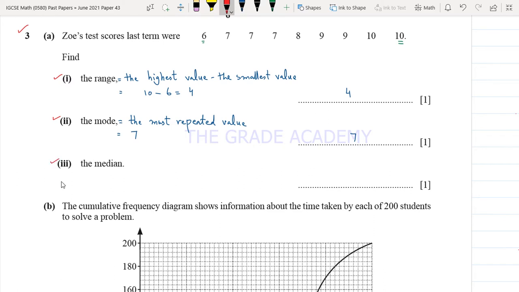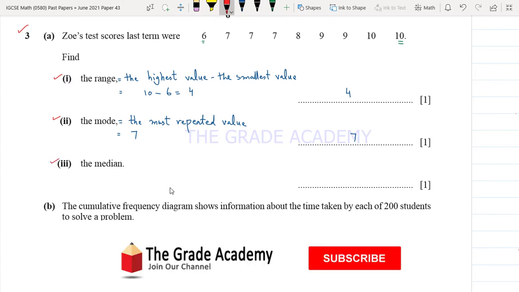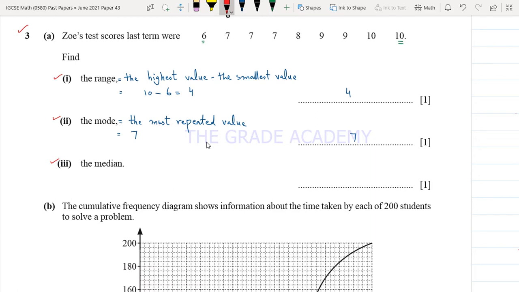Now, the median. The median of a data is basically the value which lies at the middle of the data. To find the median, the data has to be arranged from the lowest value to the highest value. And if the data is arranged, the middle value of the data is the median. So the median splits the data into two equal halves, so that 50% of the data lies before it and 50% lies after it.